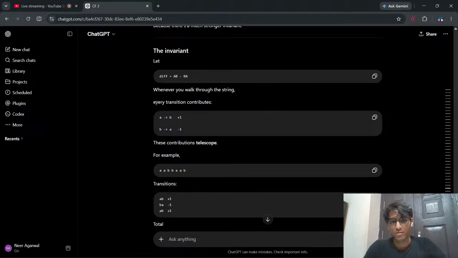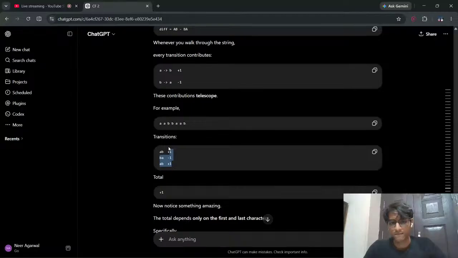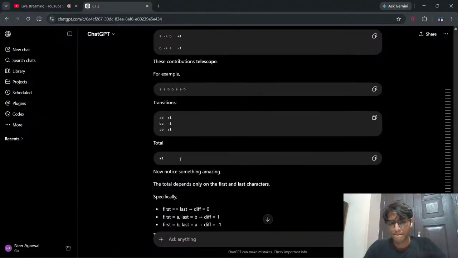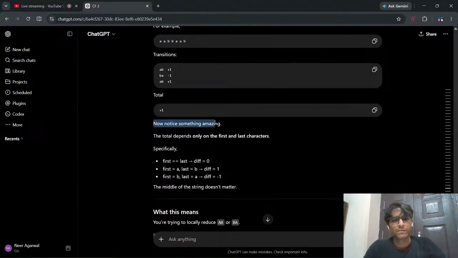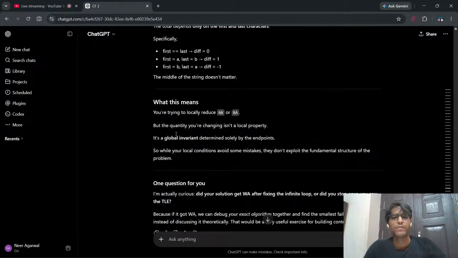Whenever you walk through the string, every transition contributes to AB or BA. The difference totally depends only on the first and the last characters. If first is equal to last, the difference is zero. If first is A and last is B, the difference is one. If first is B and last is A, the difference is minus one. The middle of the string doesn't matter. We're trying to reduce AB or BA, but the quantity you are changing is not a local property. It's a global invariant determined solely by the endpoints.